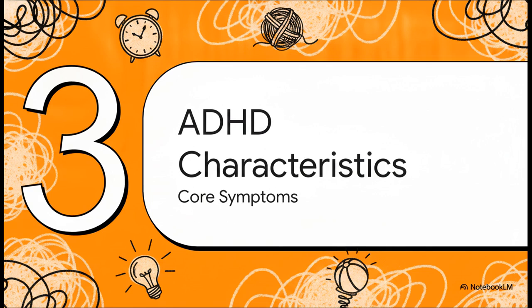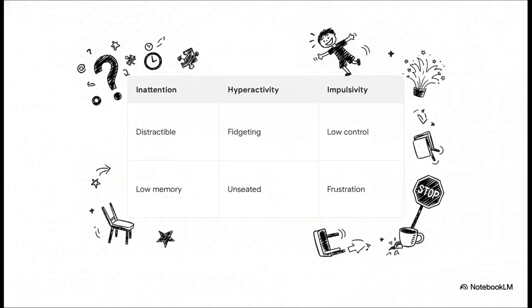Section 3, Characteristics of ADHD. Let's look under the hood at the inner workings of an ADHD mind to really build some empathy here. And this brilliantly illustrates the 3 core pillars of ADHD: inattention, hyperactivity, and impulsivity. Under inattention, you've got traits like being highly distractible, dealing with low working memory, and struggling to follow instructions.